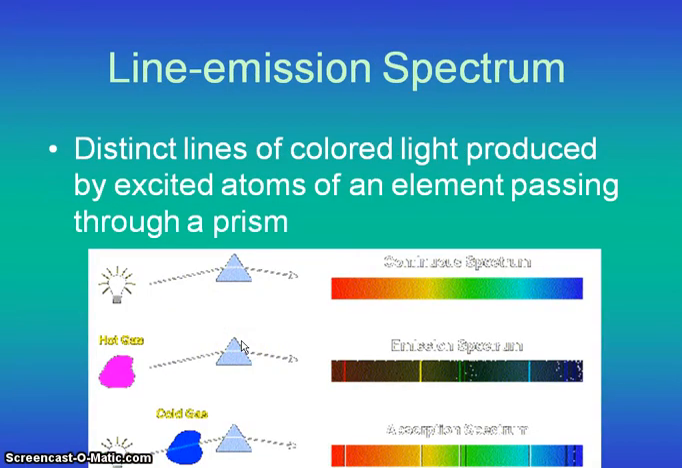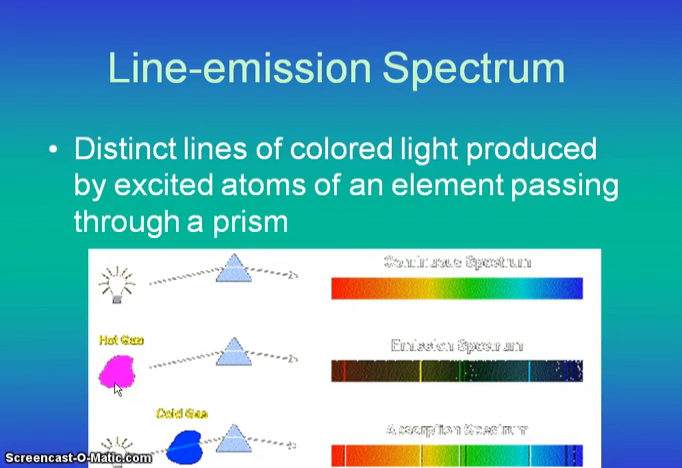A line emission spectrum is when you have distinct lines of colored light that are produced by excited atoms of an element that pass through a prism. So this middle row here is what a line emission spectrum looks like, and you can see there's some red, some yellow here, a couple different shades of blue, and a couple different shades of green. And this all comes from this original lavender gas.